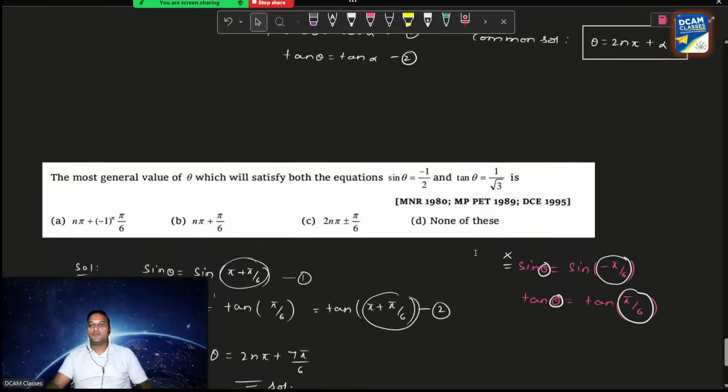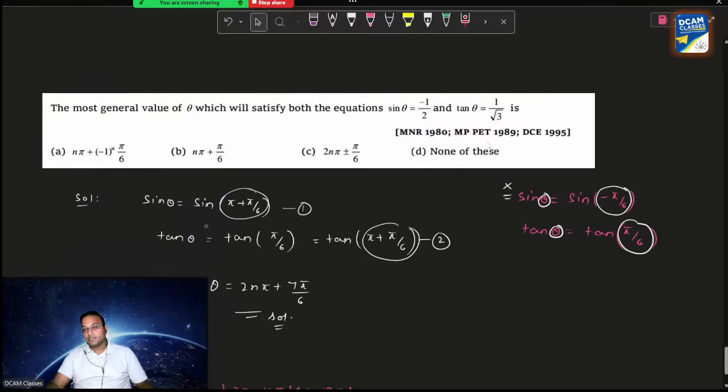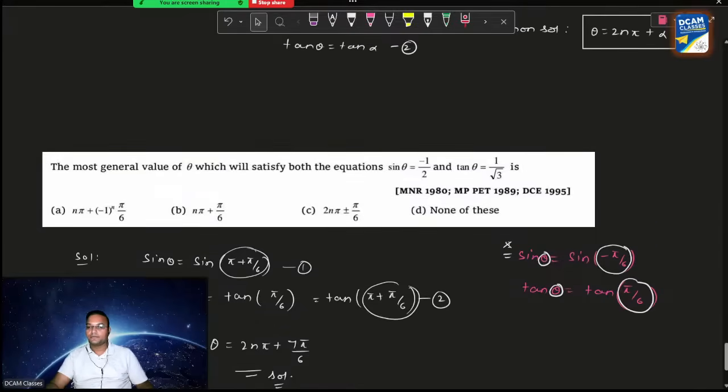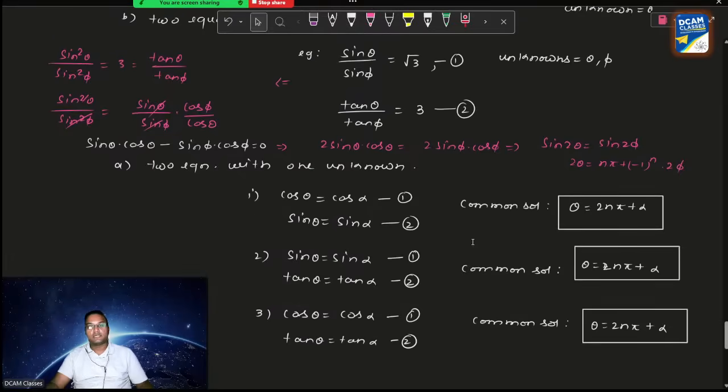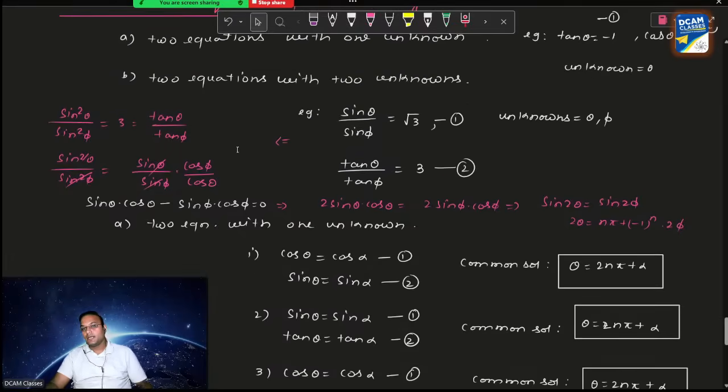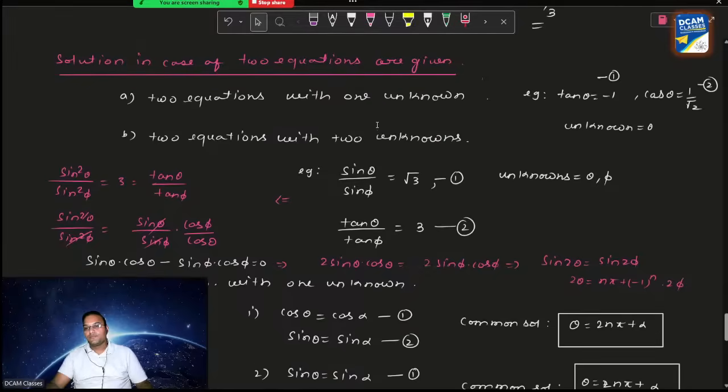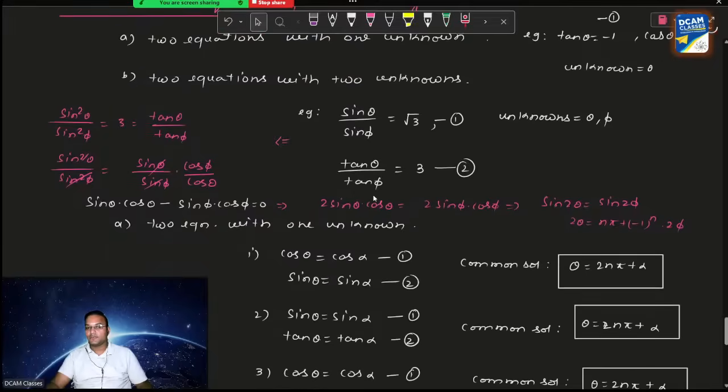What you have to remember is that these angles should be the same. Sin theta is equal to sin alpha, tan theta is equal to tan alpha. Alpha should be the same. If you make them different, the solution will be wrong. That was the first type. Now we are discussing two equations with two unknowns. These kinds of questions are sin theta by sin phi is equal to root 3, tan theta by tan phi is equal to 3.